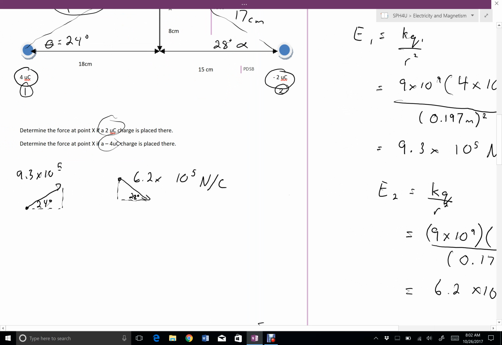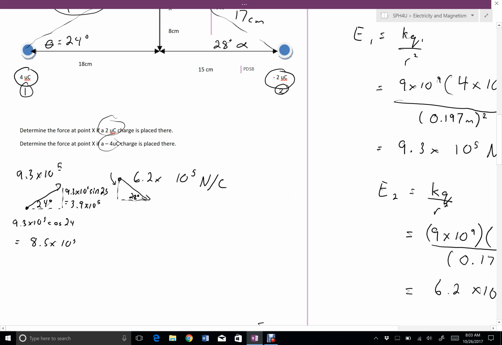Expand this here, give myself a little bit more space to work with. So this component will be 9.3 times 10 to the 5 cos 24, as it's on the cos side. And that works out to be 8.5 times 10 to the 5. This one will be the sine. So this would be 9.3 times 10 to the 5 sine 24. So here I have 3.9 times 10 to the 5.